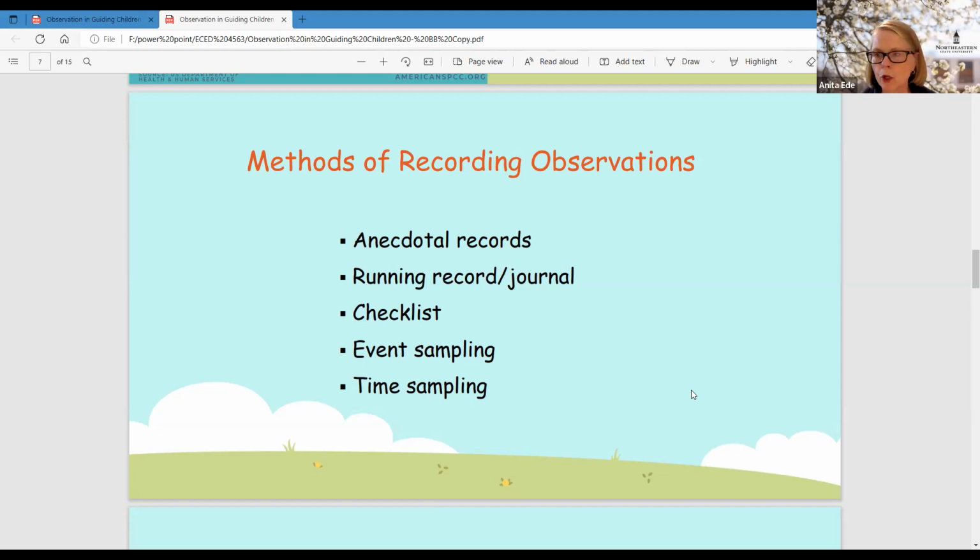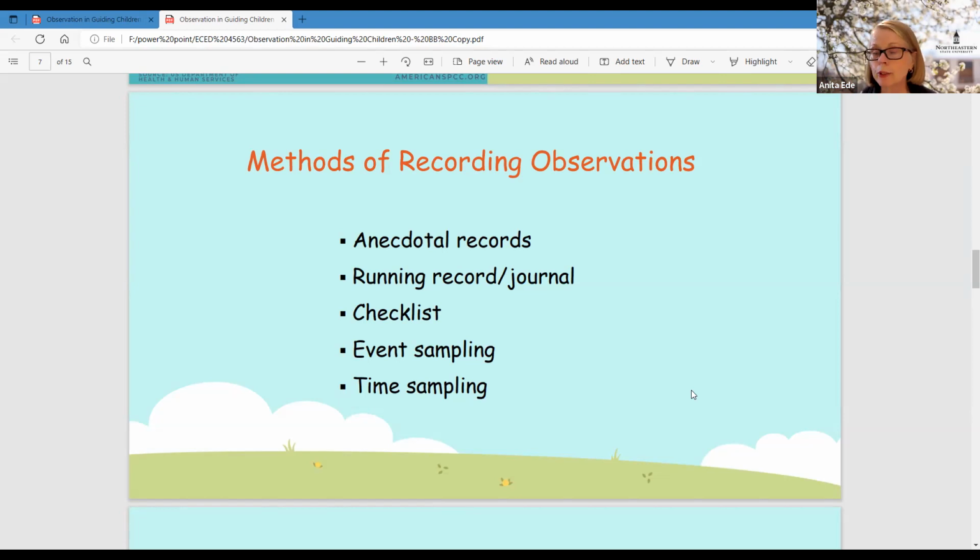Lots of times we record our observations on a checklist, like say, for instance, you want to see if they know their ABCs. Well, all you need to do is have a checklist, write their names on the left-hand side, and then put the date on the top. And when whoever learns it, check, check, check, check, check, check, easy, easy.